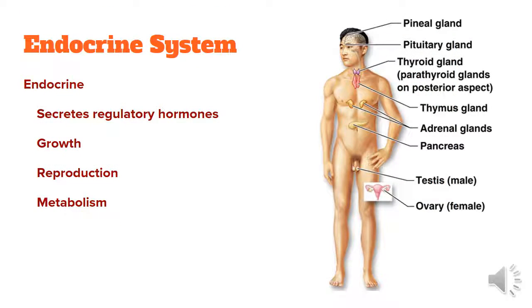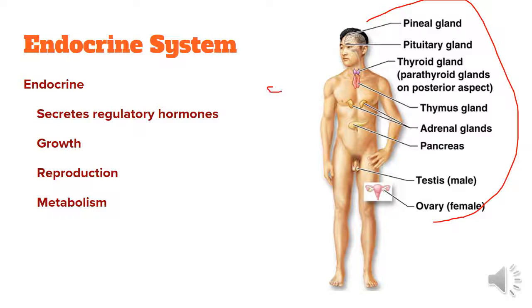Okay. So the endocrine system regulates, secretes regulatory hormones, growth, reproduction, metabolism, all that good stuff. Here are the different things in the pituitary system. So pineal gland, pituitary gland. Pituitary gland is one of my favorite glands because it's about the size of a chickpea. And it just hangs from a stalk.